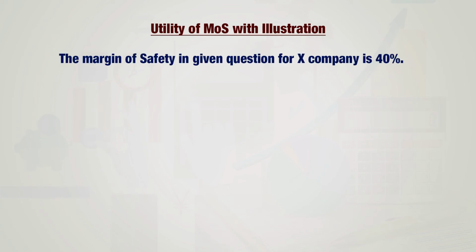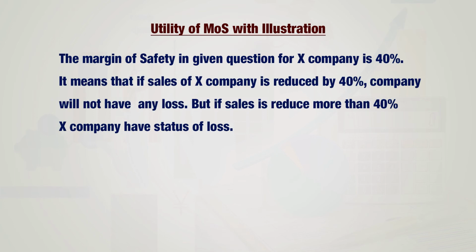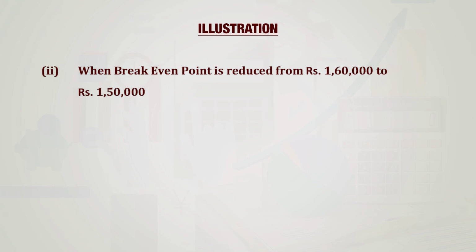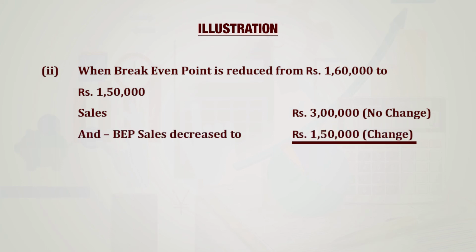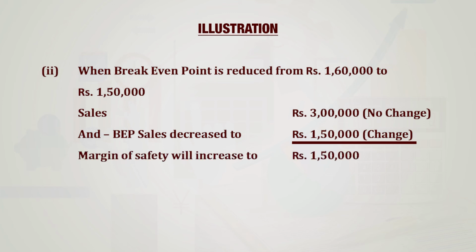Let us understand utility of margin of safety with one illustration. The margin of safety in given question for X company is 40%. It means that if sales of X company is reduced by 40%, company will not have any loss. If sales is reduced more than 40%, X company has a status of loss. When break-even point is reduced from 1,60,000 to 1,50,000, sales suppose 3 lakh, no change, and break-even point sales decrease to 1,50,000. So, margin of safety will increase to 1,50,000.